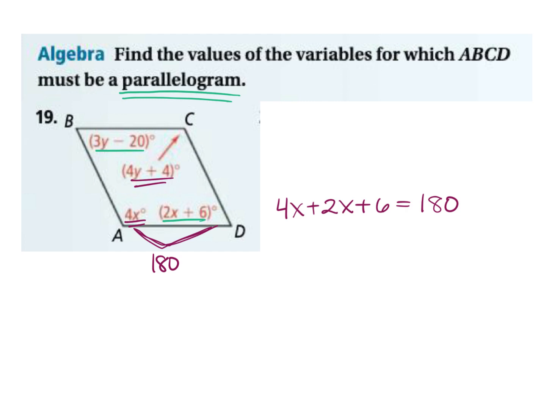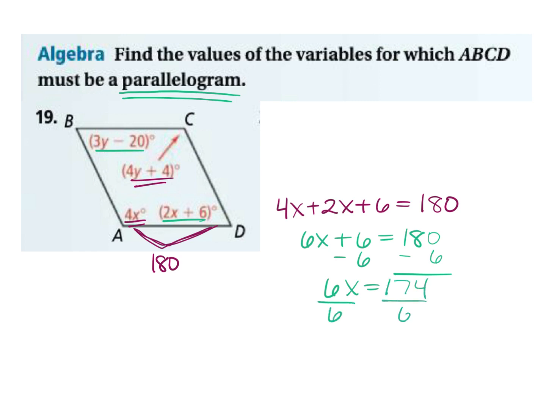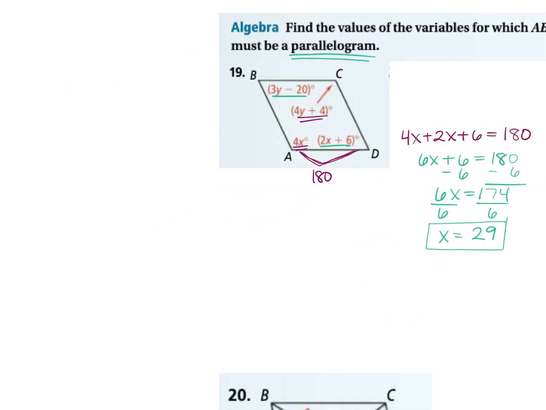How do you simplify that? 4x plus 2x is 6x, plus 6. So you get 6x plus 6 equals 180, 6x equals 174, and then divide by 6, and you get x equals 29. All right, so x is 29.